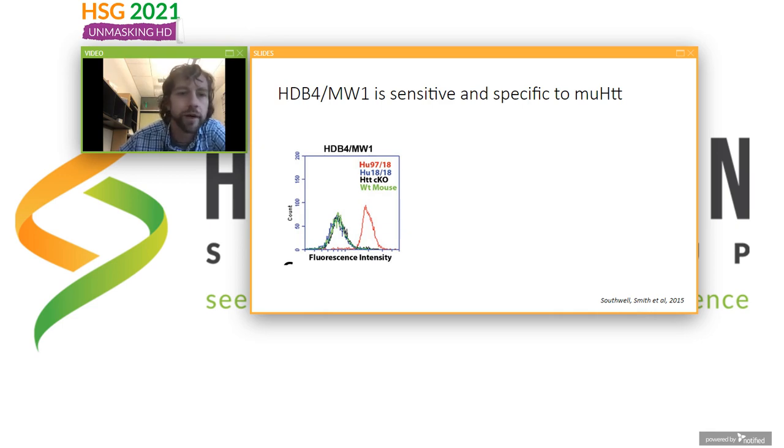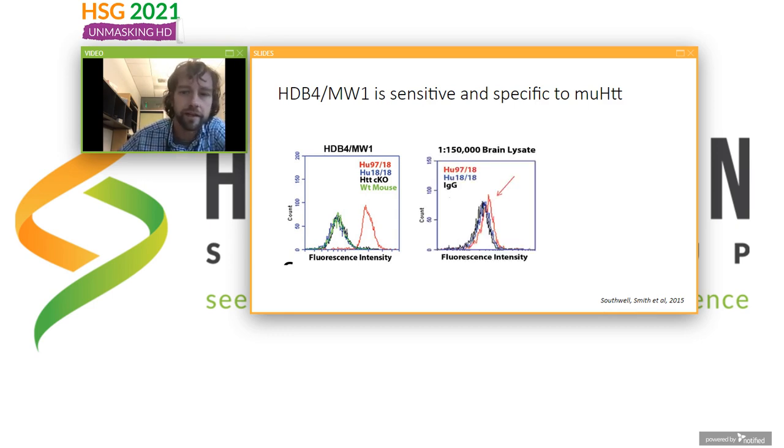Here we have brain lysate from a mouse that has a human Huntingtin with 97 repeats in it, and you can see we generate a signal. If we use a non-expanded Huntingtin protein, a mouse that has the endogenous mouse Huntingtin protein knocked out, or a wild type mouse, here we get a baseline signal. So this shows that our assay is specific for expanded mutant Huntingtin.